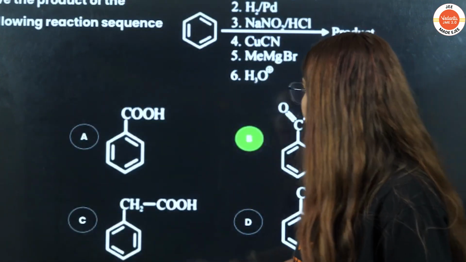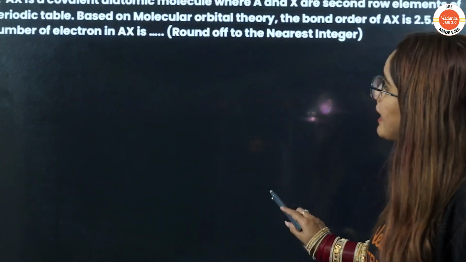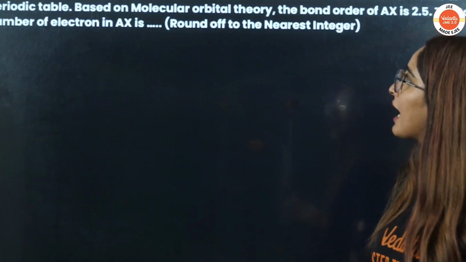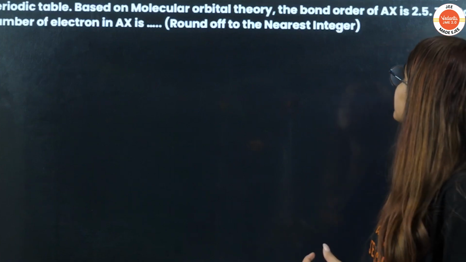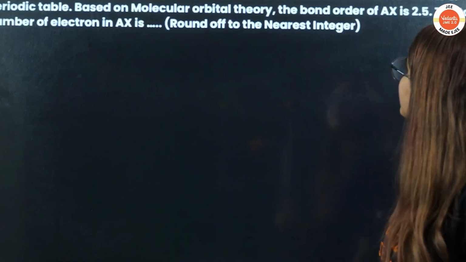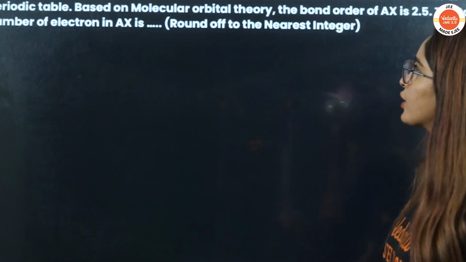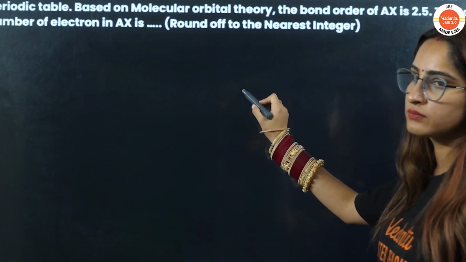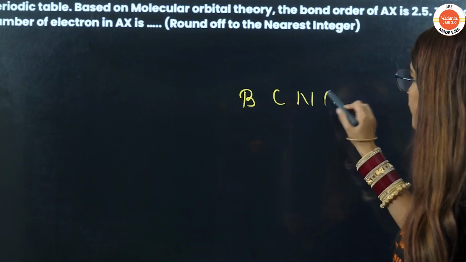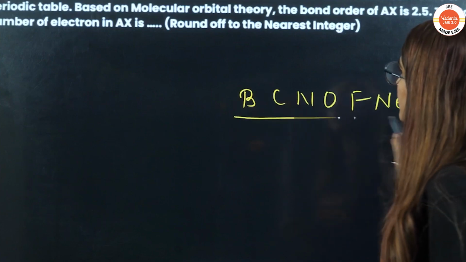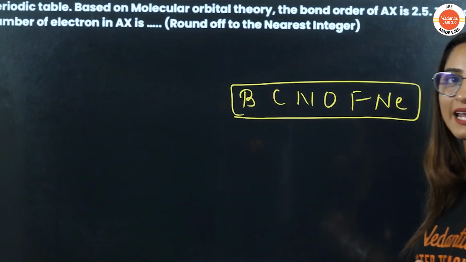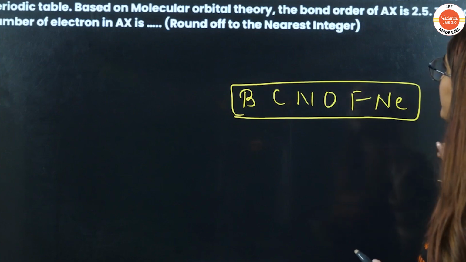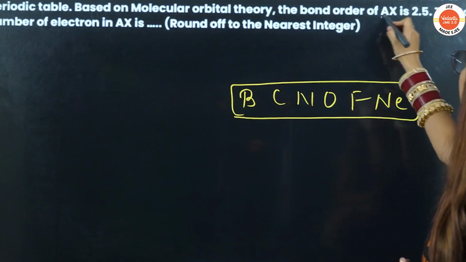Okay. Next we have: AX is a covalent diatomic molecule where A and X are second row elements. Now what is he saying? Second row element means this can be your elements from the second row of the periodic table. Based on the molecular orbital theory, the bond order of AX is 2.5. The total number of electrons in AX is, round off to the nearest number.